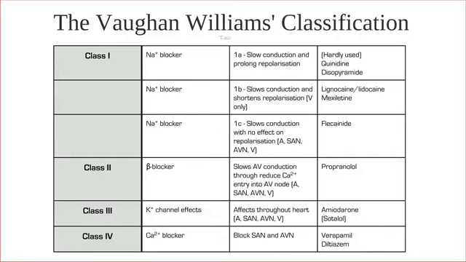Yeah, let's do it. So there are 4 classes: class 1, 2, 3, and 4, and the classes correspond with the type of channel or receptor that is blocked by the drug. So from a very basic point of view, class 1 we're talking about sodium channels. Class 2 we're talking about beta adrenoceptors, particularly beta 1 adrenoceptors, which are the main adrenoceptors in the heart. Class 3 we're looking at potassium channels, and class 4 we're talking about calcium channels.